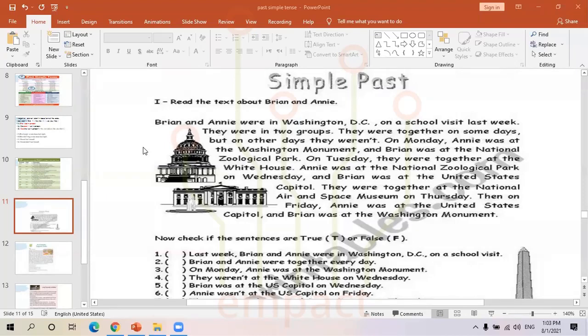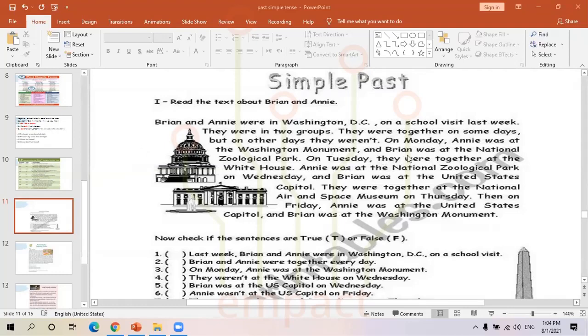Yeah, you can read. Brian and Annie were in Washington, D.C. on a school visit last week. They were in two groups. They were together on some days, but on other days they weren't. On Monday, Annie was at the Washington Monument.